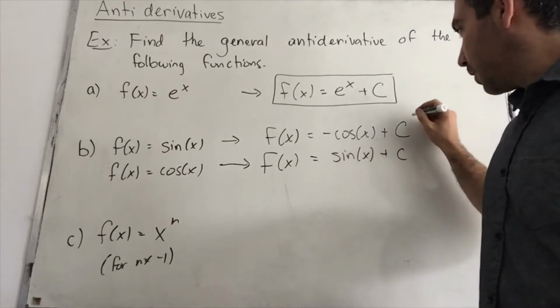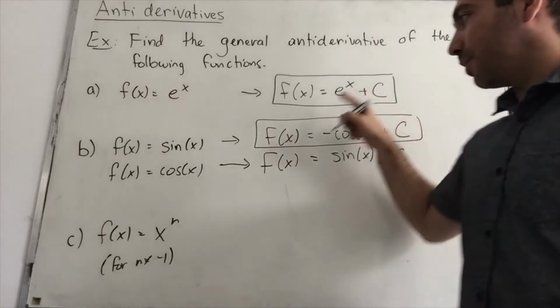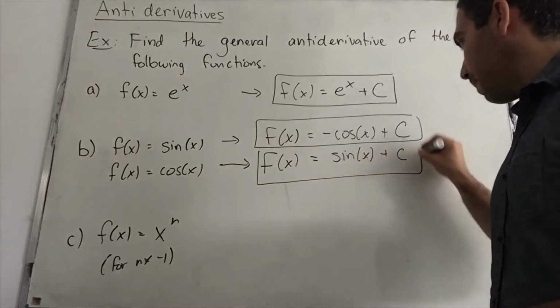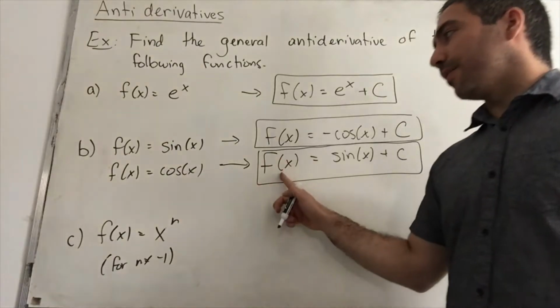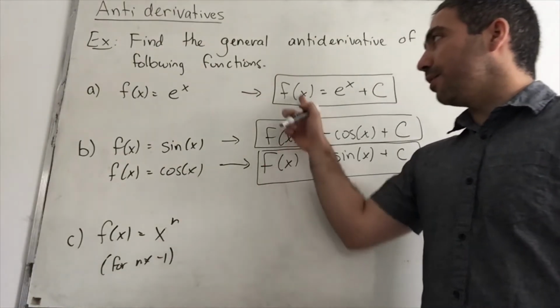Again, plus c. This is an abuse of notation. I'm using capital F of x for all these different types of functions, but this is just to denote that this is the antiderivative. I'm using capital F of x for the antiderivative.